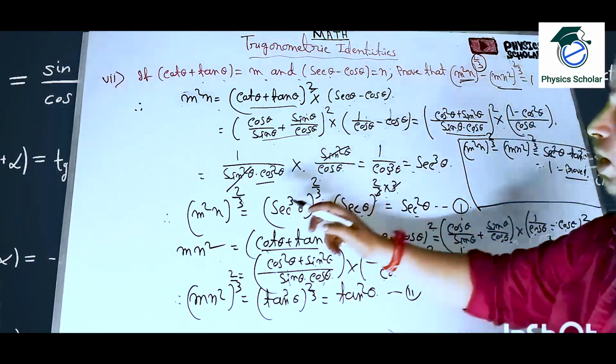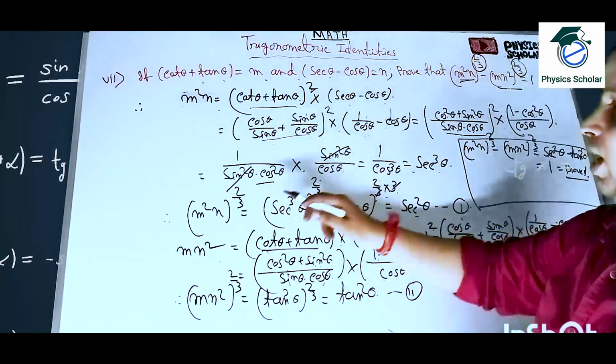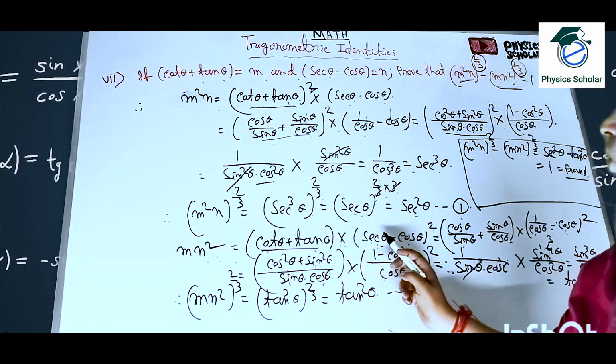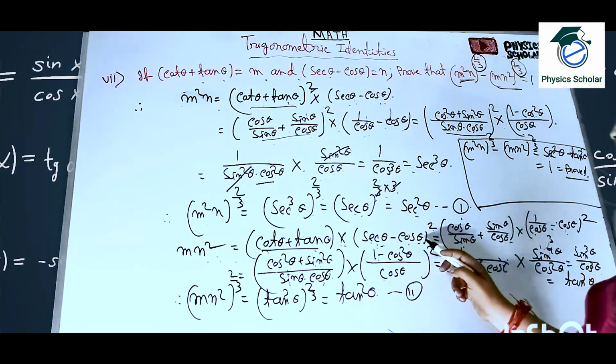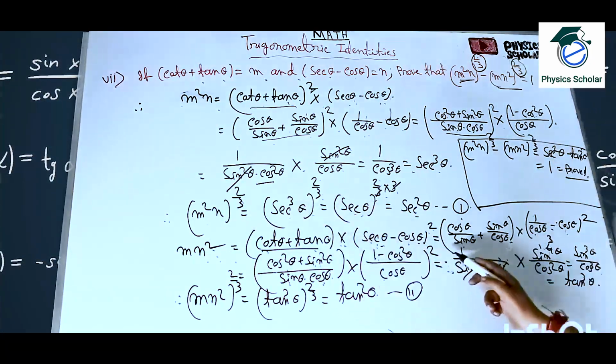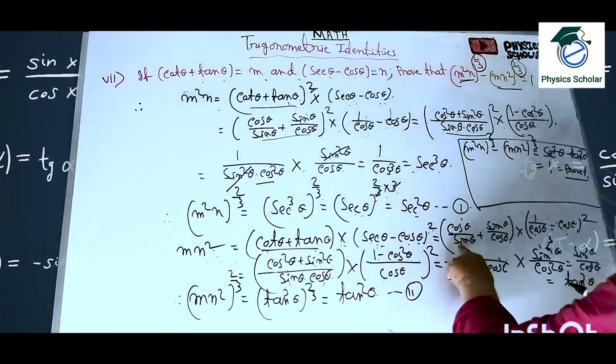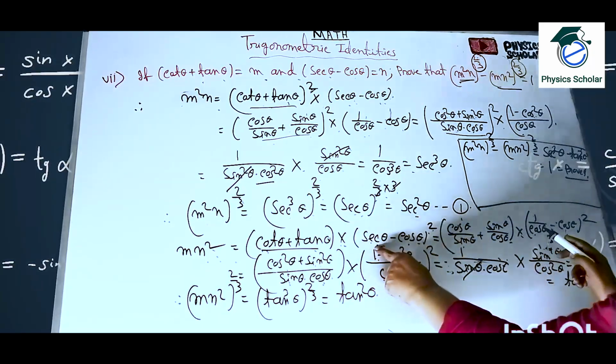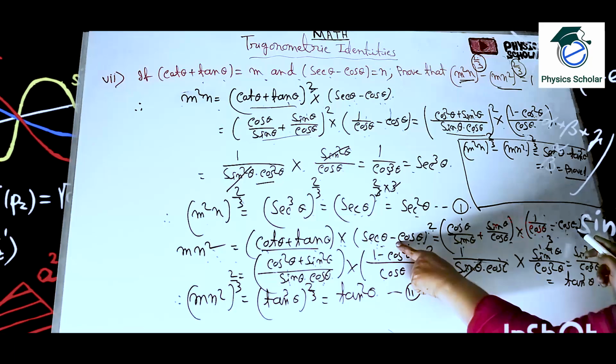A m n square. So first forget about this, and start with m n square. What is the value of m? Cot theta plus tan theta, into what is the value of n? Sec theta minus cos theta, whole square, because it is square. Clear? So cot means cos theta by sin theta, plus tan means sin theta by cos theta, into sec means 1 by cos theta minus cos theta, whole square.